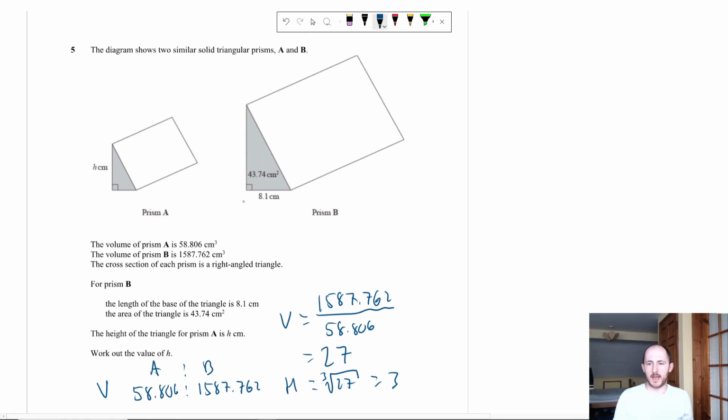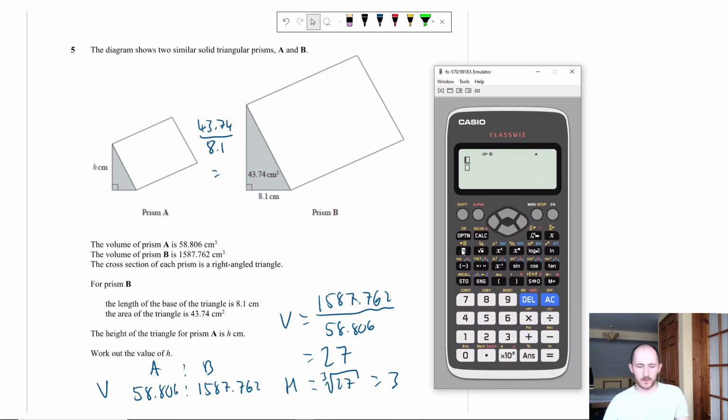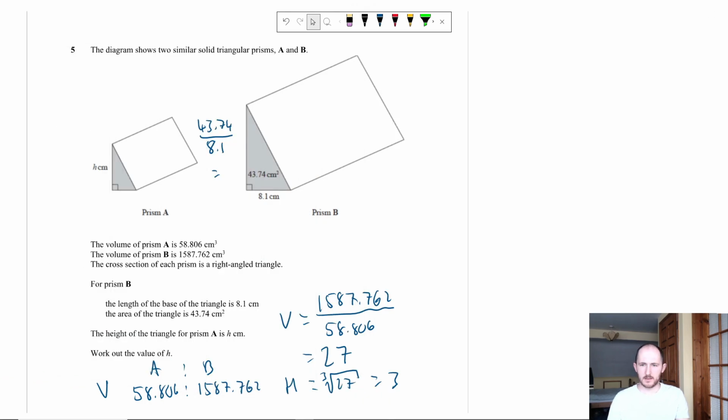Now all I need to do is work out the height of prism B. So the way I'll do that is the height is just going to be 43.74 divided by 8.1. Let's do that. So 43.74 over 8.1 gives me 27 over 5, so in other words 5.4 centimeters.